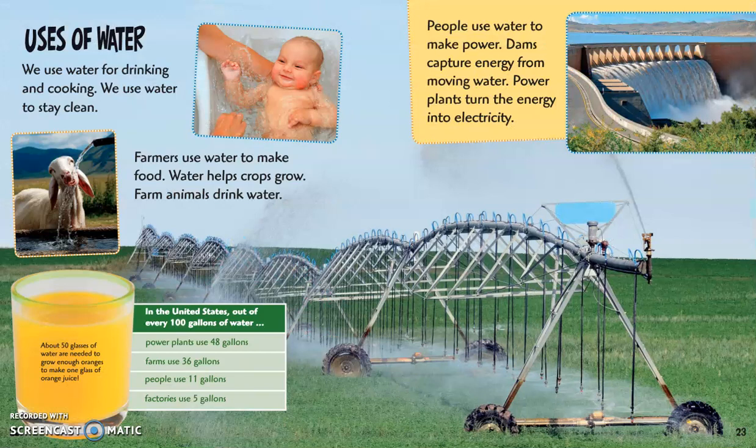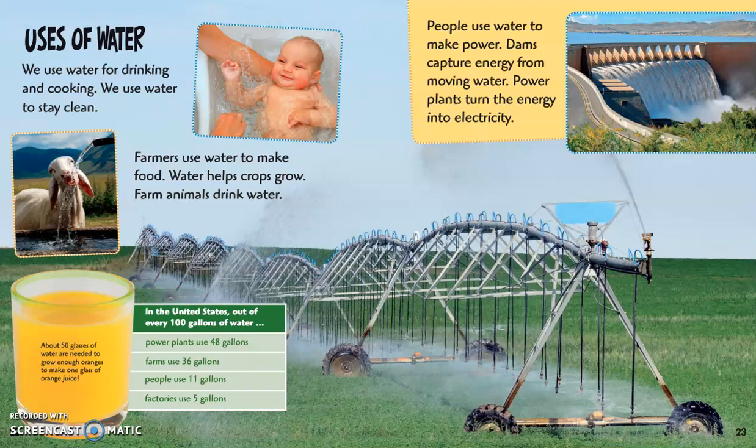Uses of water. We use water for drinking and cooking. We use water to stay clean. Farmers use water to make food. Water helps crops grow. Farm animals drink water. About 50 glasses of water are needed to grow enough oranges to make 1 glass of orange juice.